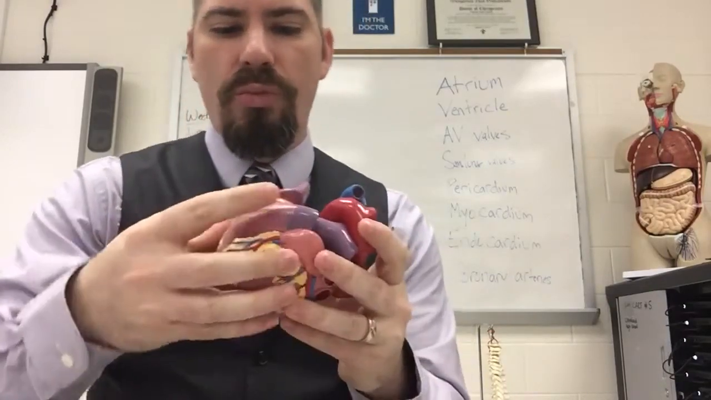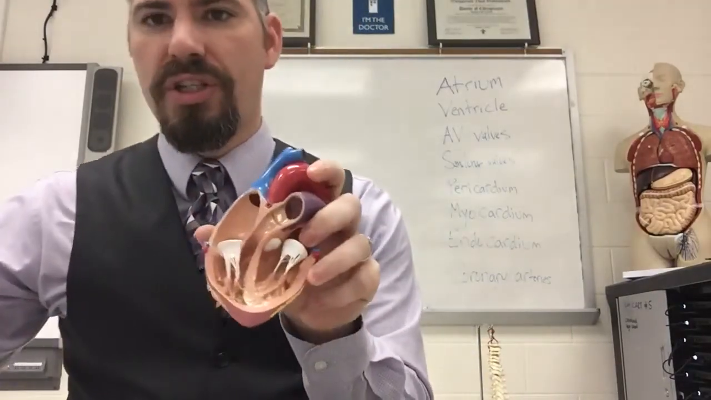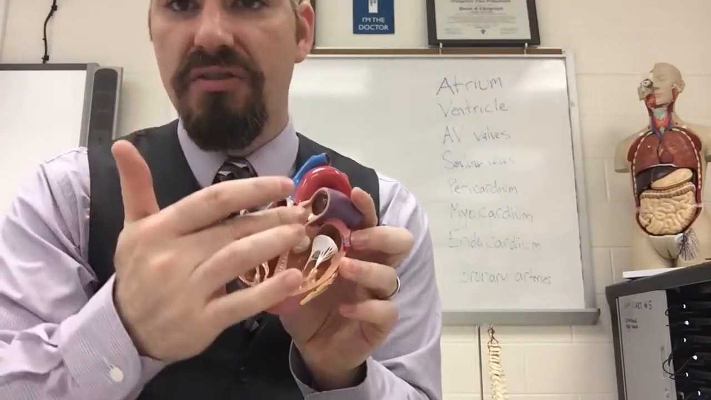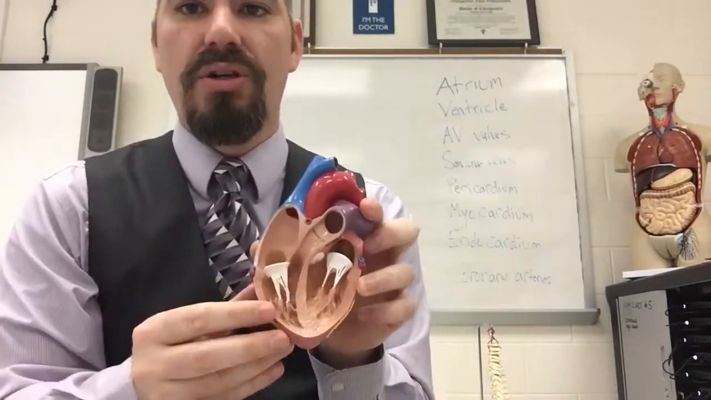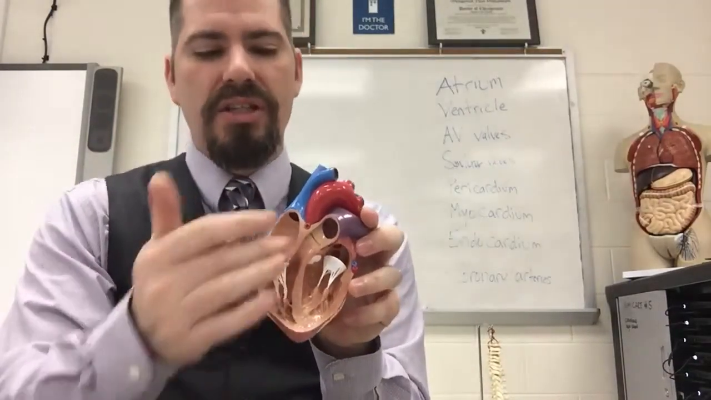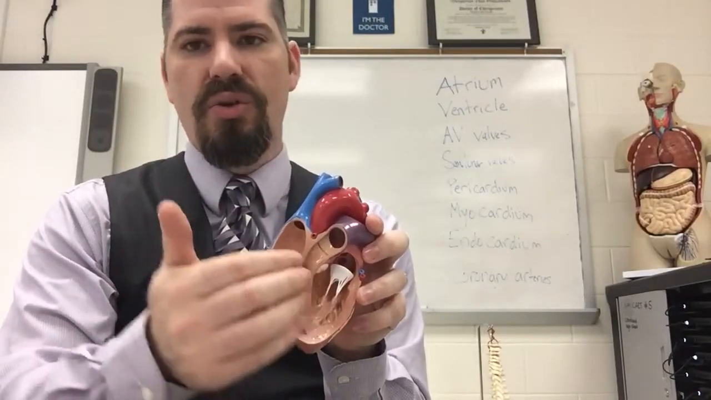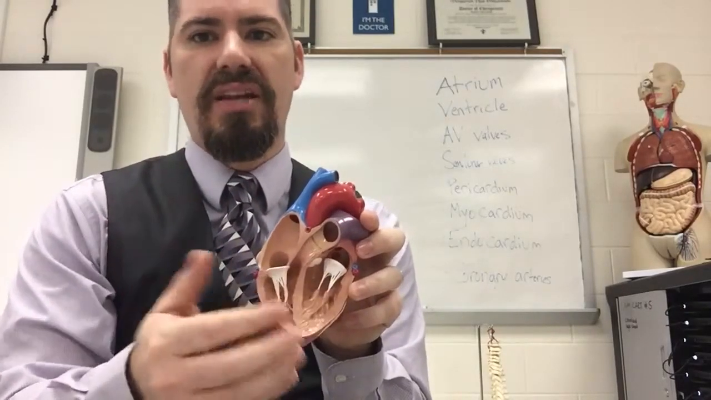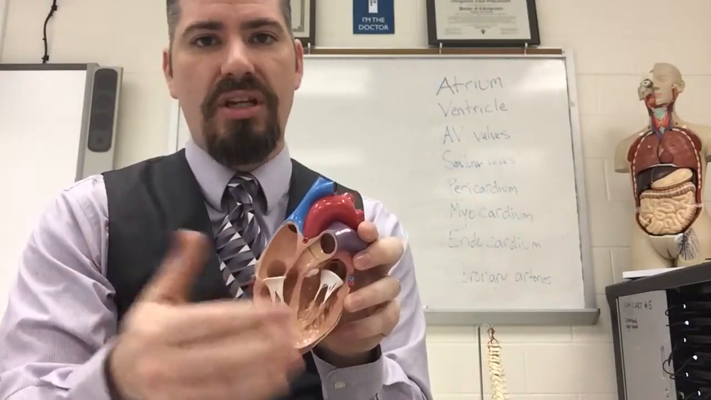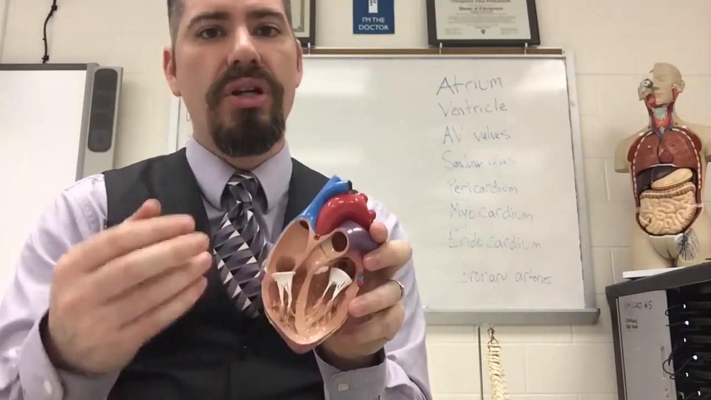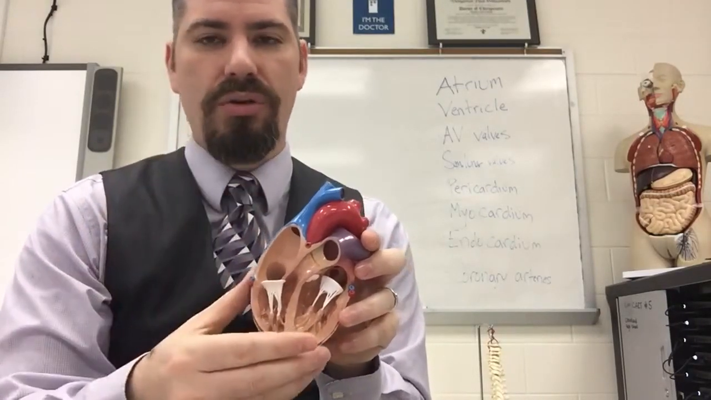If we were to open up the heart, one of the first things we would notice is that it is divided by a very thick what's called a cardiac septum. This cardiac septum divides it into a right side and a left side. Each side, the right side and the left side, has two chambers. So you end up with a total of four.